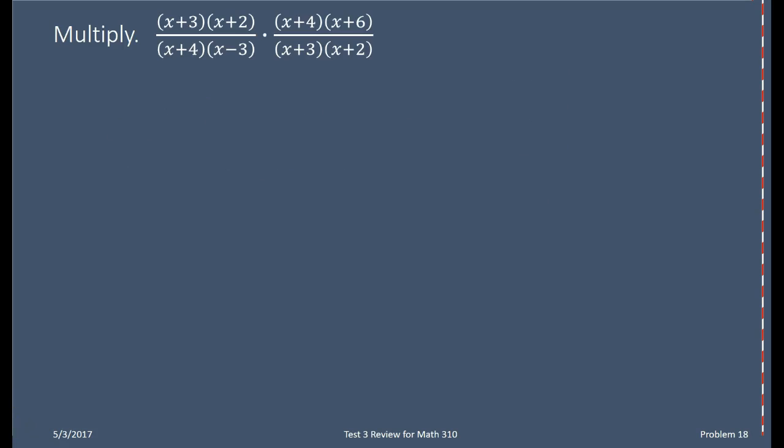And this is a very easy problem because it's already all multiplied out. All we have to do is cancel things. We have this x minus 3 and this one. We have this x minus 4. We have x plus 2. And we're left with an x plus 6 over x minus 3.